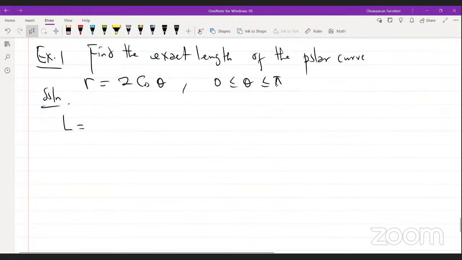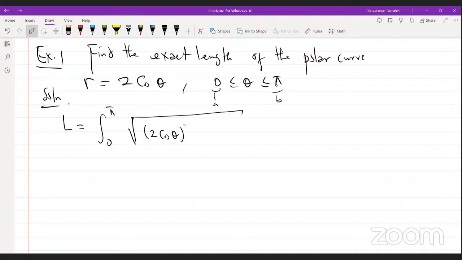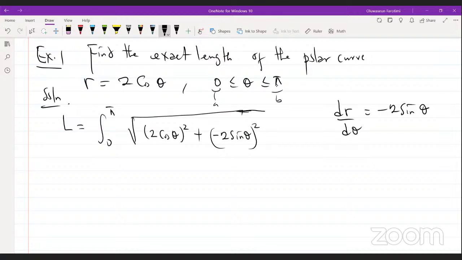L is, what is A? This is my A, this is my B. So you're going from 0 to pi, correct? So this is the square root. What is r? So this is r squared in this case, plus dr d theta, right? So what is dr d theta? Negative 2 sine of theta. I got a negative 2 sine of theta, and I got a square here, d theta.